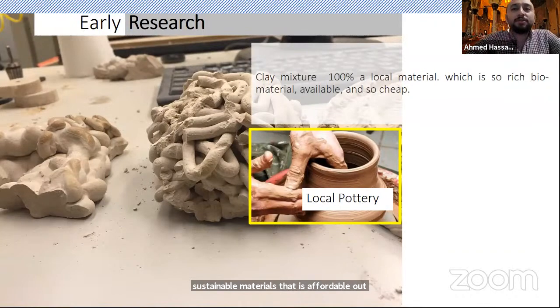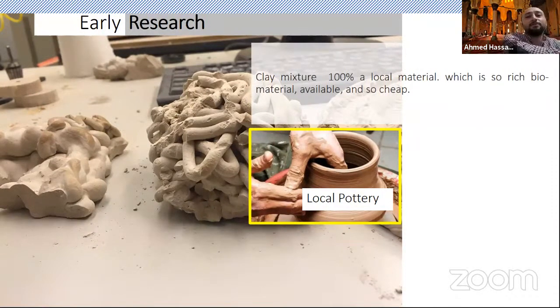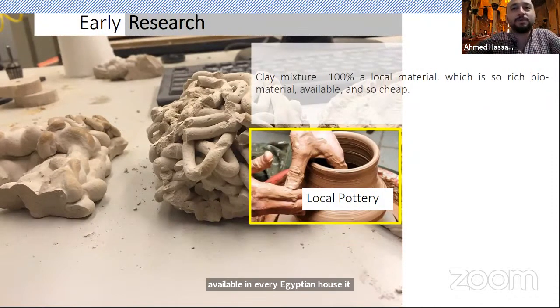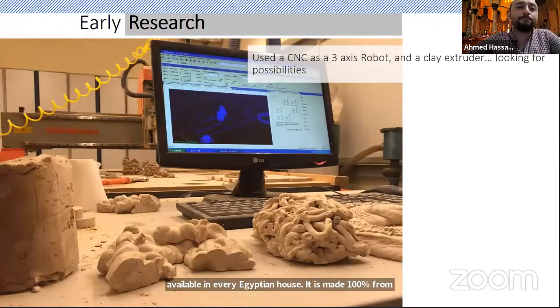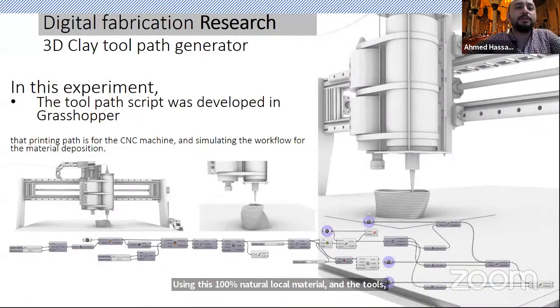So I went to the Egyptian market looking for natural, sustainable materials that are affordable. So there is a clay mixture, 100% local material, very rich, and also available and so cheap. If you can see this pottery, it is available in every Egyptian house. It is made 100% from clay. So using a CNC as a 3-axis robot and a clay extruder, I started looking at what I can produce using this 100% natural local material and the tools. Can I look for possibilities?